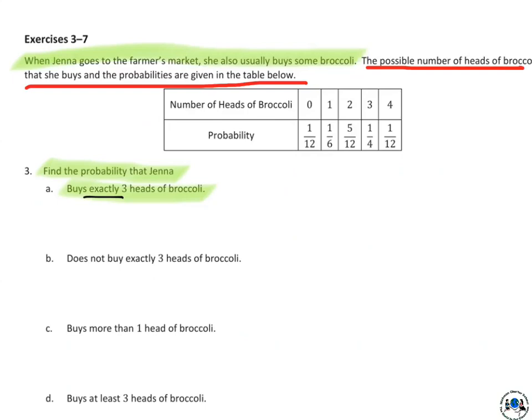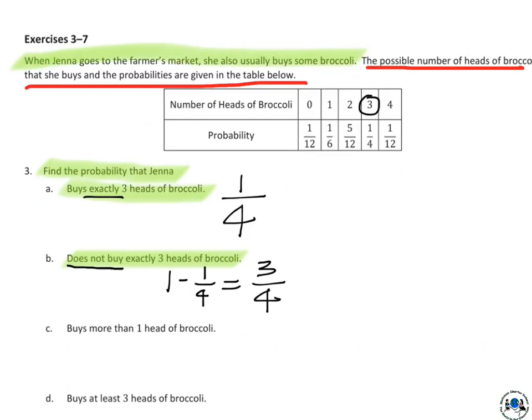Okay, so let's check in. That first one was buys exactly 3 heads of broccoli. Of course, that's 1/4, or 1 out of 4, or 25%. Okay, we'll just keep it with fractions right now, though. Okay, does not. So what's the probability that Jenna does not buy exactly 3 heads of broccoli? And that was our 1 whole minus our 1/4 chance equals 3/4, 3 out of 4 chance, or probability that she does not buy 3 heads of broccoli.